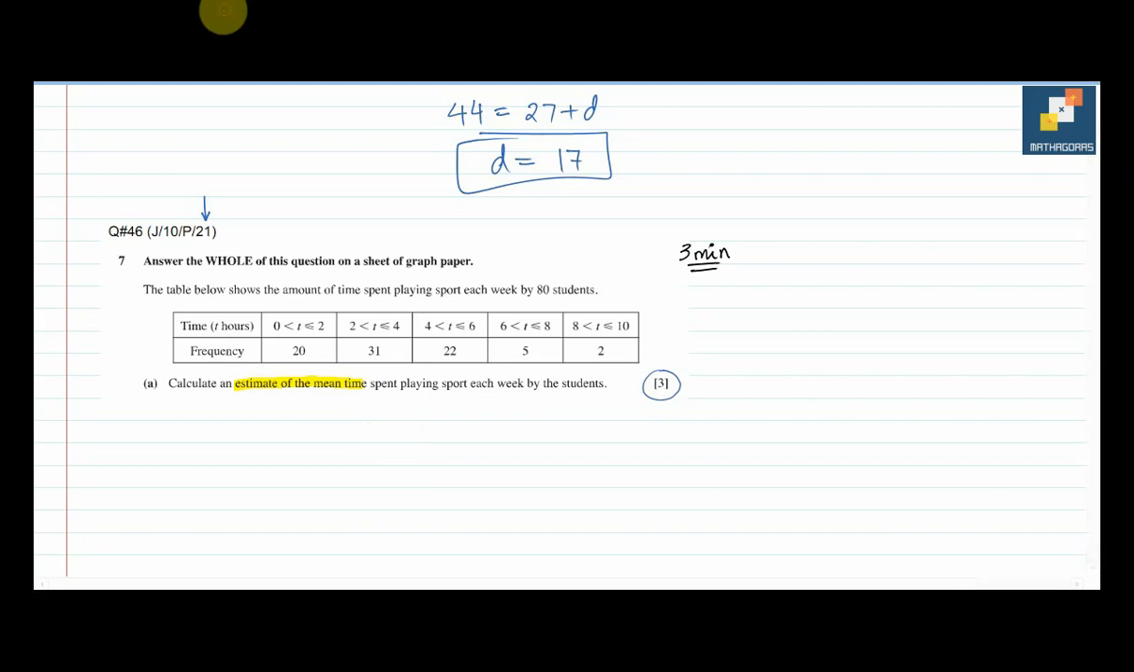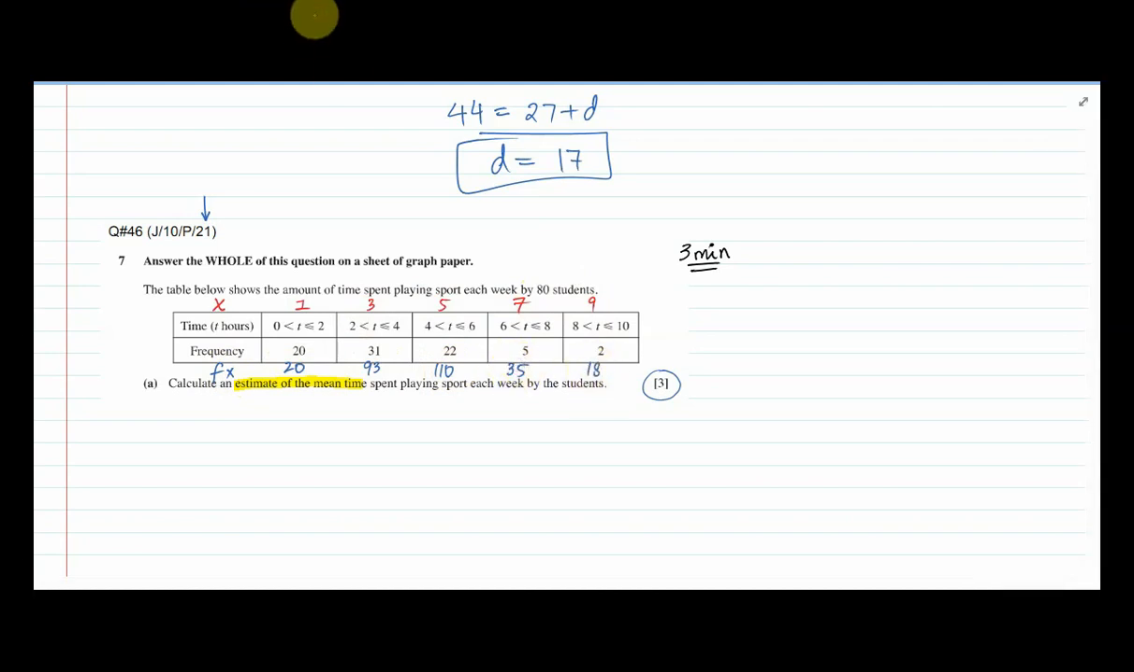Alright, the first thing you need is to find the midpoint. So the midpoint of 0 and 2 is 1, the midpoint of 2 and 4 is 3, of 4 and 6 is 5, of 6 and 8 is 7, of 8 and 10 is 9. Now you need to multiply fx, so 20 times 1 is 20, 31 3s are 93, 22 5s are 110, 5 7s are 35 and 2 9s are 18.